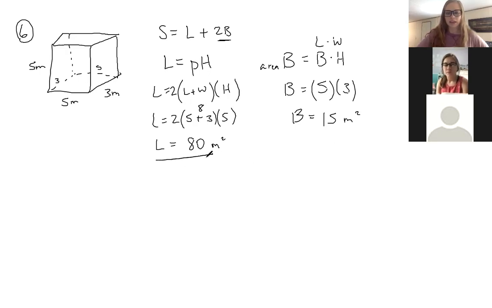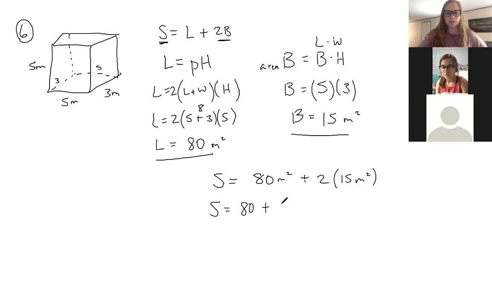I now have my L, my lateral surface area, and I have the area of my base. So let's plug those values in. Let's find the total surface area. It's going to be 80 square meters plus 2 times the area of the base. So that's 80 plus 30, which is 110 square meters.